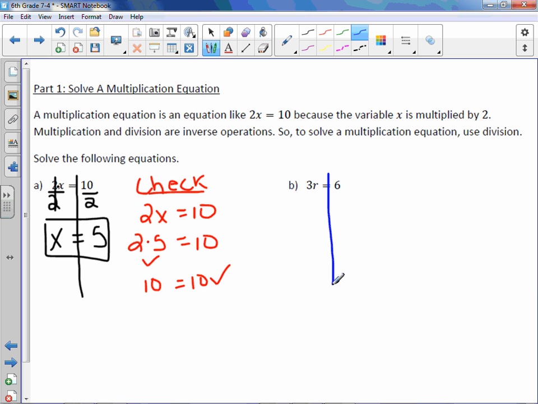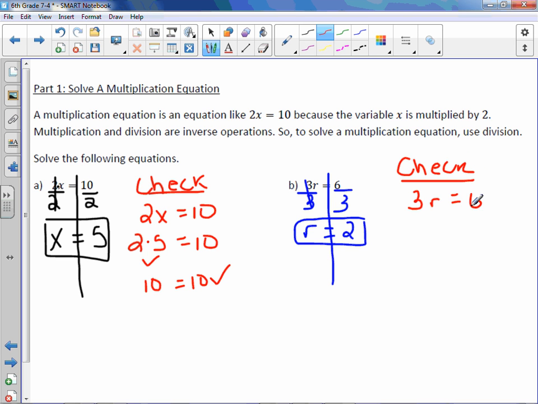Letter B. 3 times r equals 6. To get rid of multiply by 3, we divide by 3. So we have r equals 6 divided by 3 is 2. And for the check, start by writing your original equation, 3r equals 6. Plug in the solution that you got. And 3 times 2 is in fact 6. So our solution is correct.